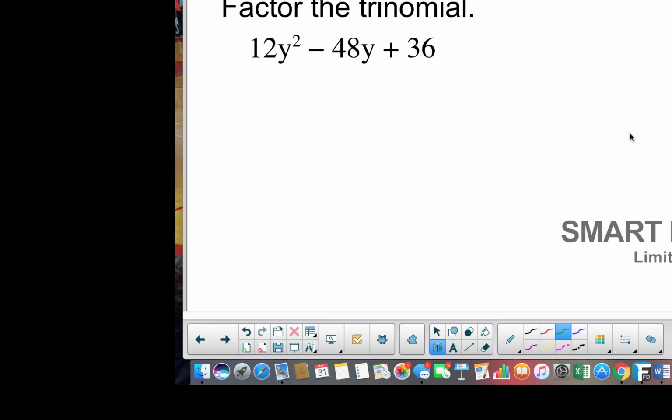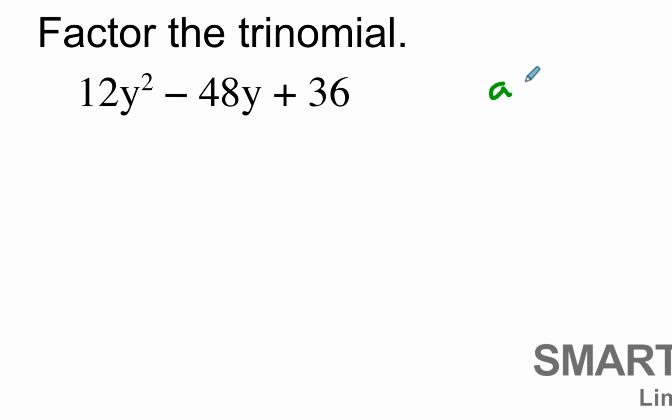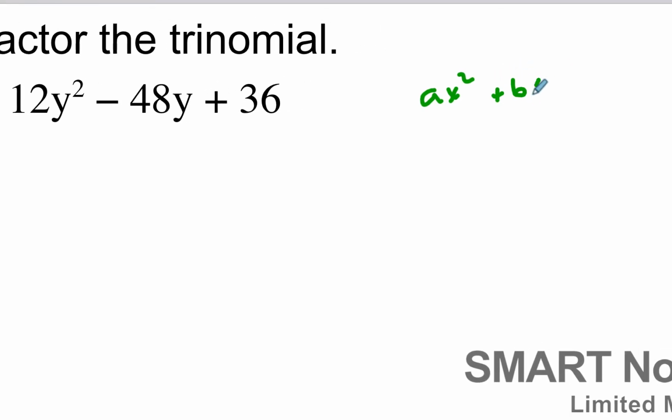All right, it says factor the trinomial, but wait! Look at this. In this position right here is a 12. We're not used to seeing that. This is a new thing. So the equation takes the form ax squared plus bx plus c, and this is an instance where the a is something other than 1. So let's just start to experiment and see what happens here.